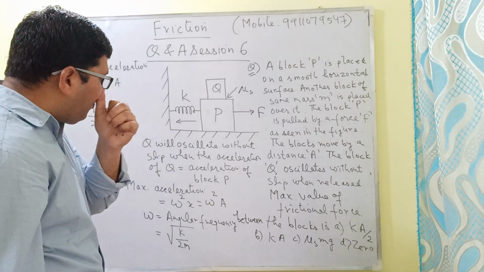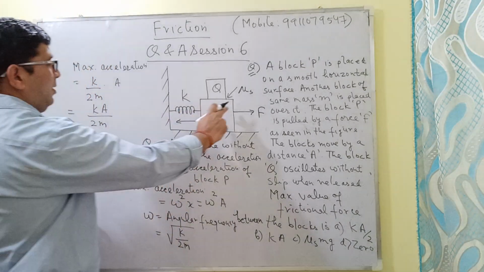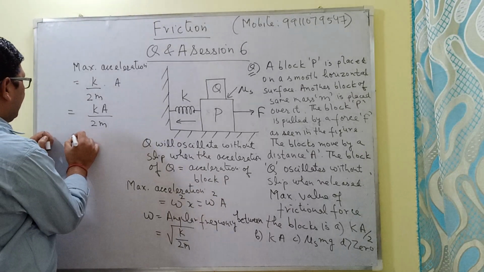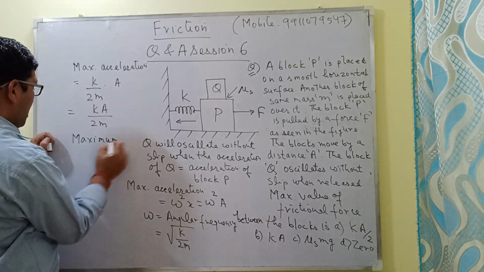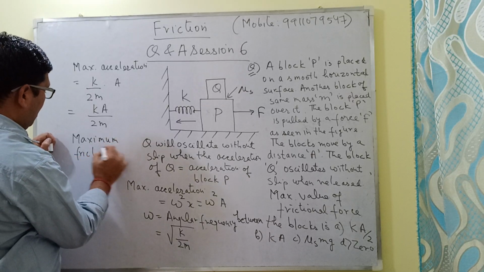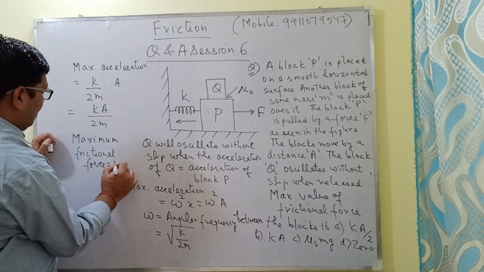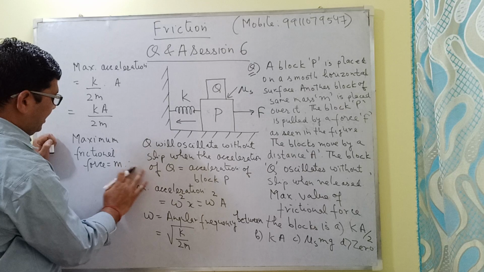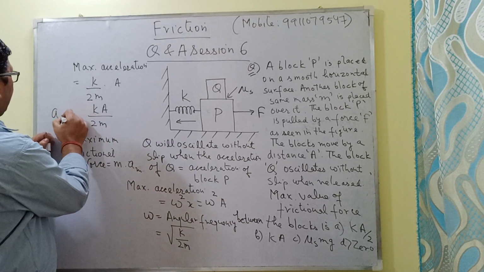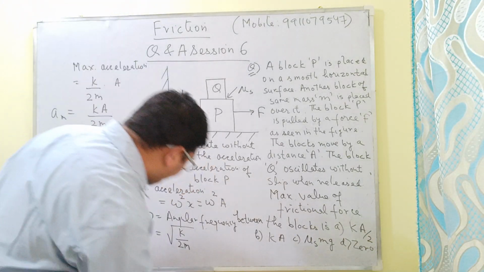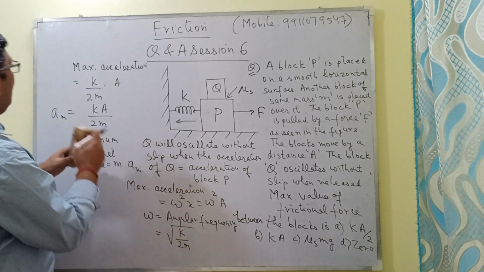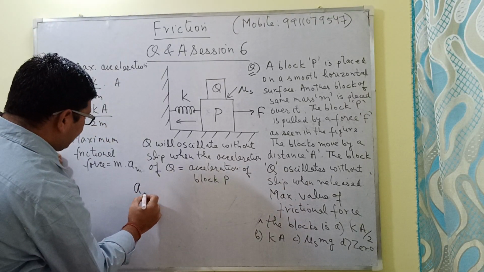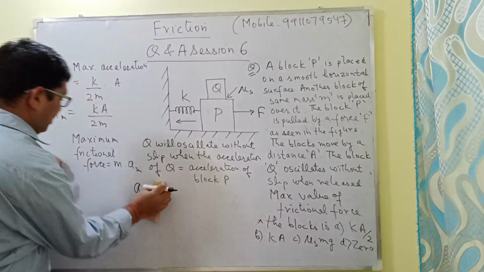Now we have to find the maximum value of frictional force between the two blocks. This is the maximum acceleration, so the maximum frictional force will be equal to m into this maximum acceleration, which I am writing here as a m. That is the maximum acceleration.